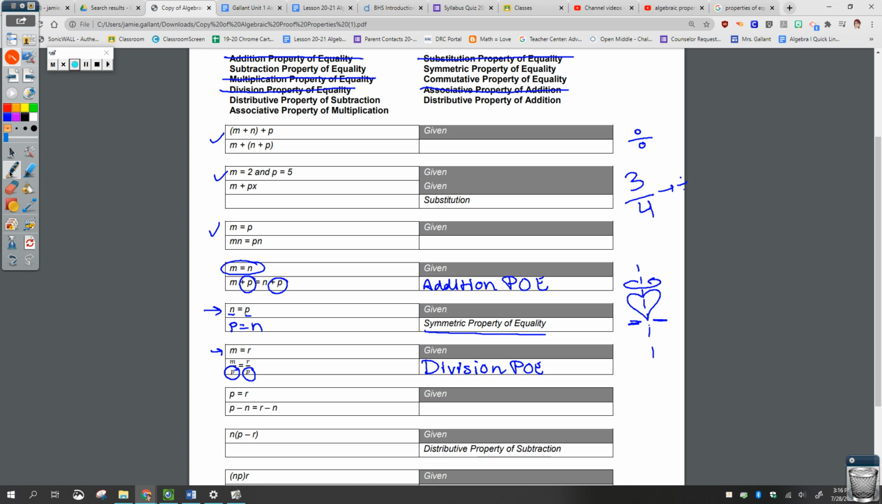All right. Next one, we have p is equal to r. p minus n is equal to r minus n. Again, we're doing the same operation to both sides. We're subtracting from both sides. I shouldn't have to tell you, I think you know. That should be the subtraction property of equality.